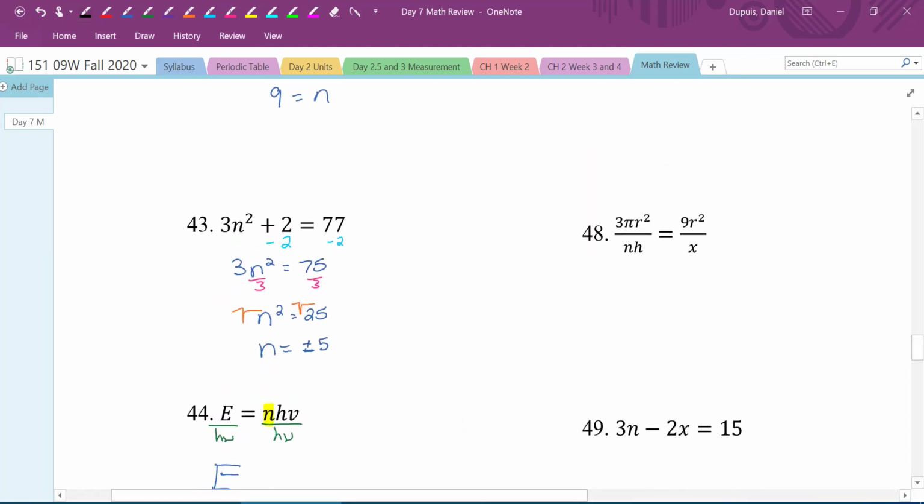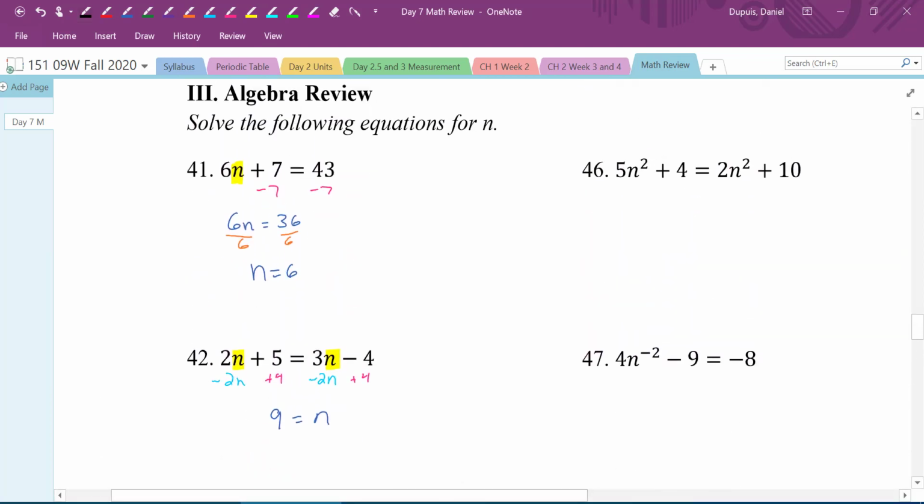Number 46. All right, so I got to subtract 2n squared from both sides. And then I have to add or subtract 4 from both sides. So if we do this, I get 3n squared equals 6. Divide both sides by 3. Looks like I get n squared is 2. So that means square root both sides, n equals plus or minus the square root of 2. Wonderful.